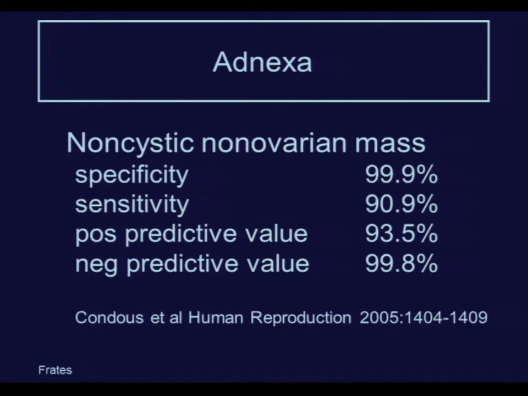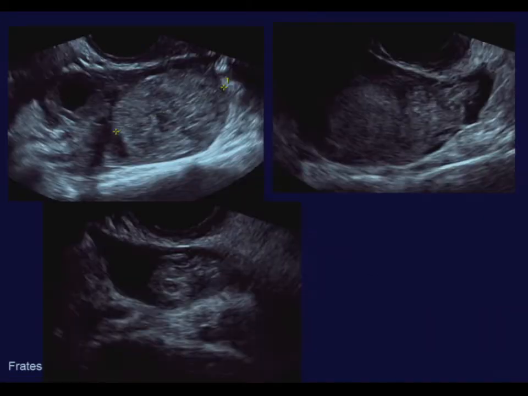Well, a similar study was done in 2005 by Kondos et al. And they looked at, again, a non-cystic, non-ovarian mass and found an even higher specificity as ultrasound equipment improves of 99.9%. Again, positive predictive value well over 90%. So here is again what we're looking for. Here's the right ovary. Here is this non-cystic, non-ovarian adnexal mass sitting medial to the ovary. This is highly likely to be an ectopic pregnancy.